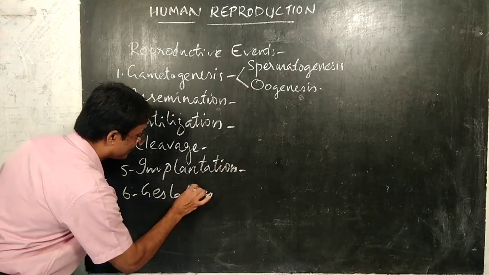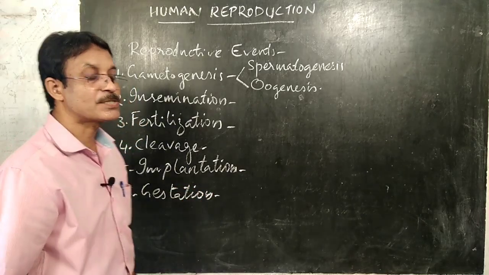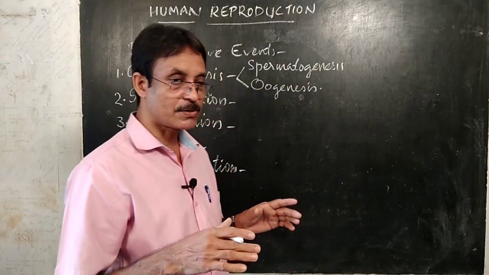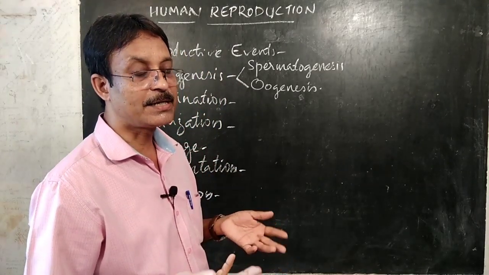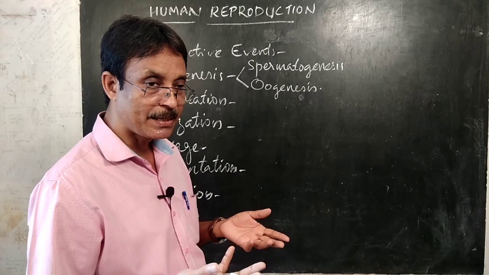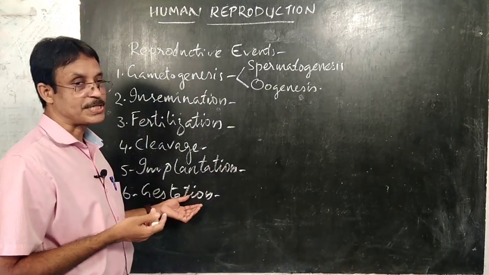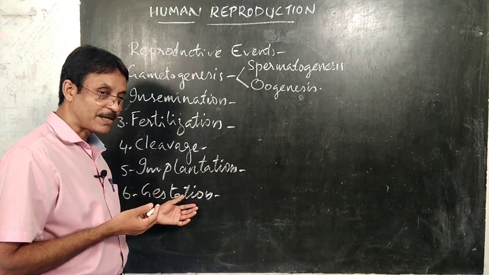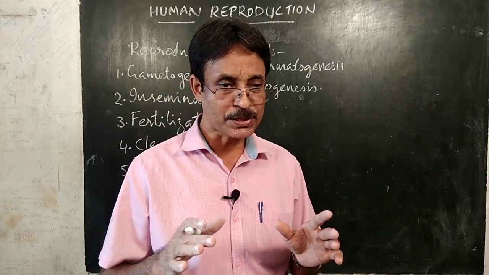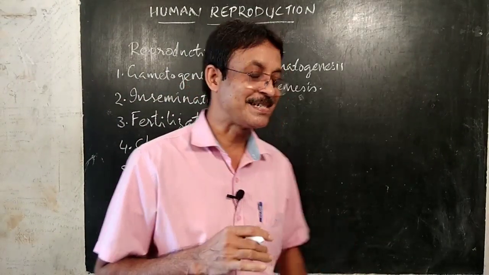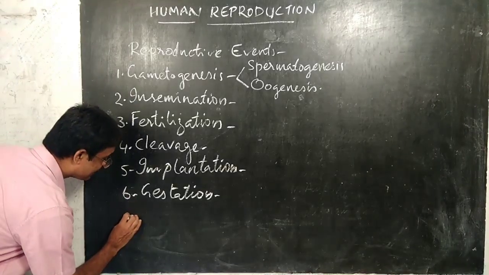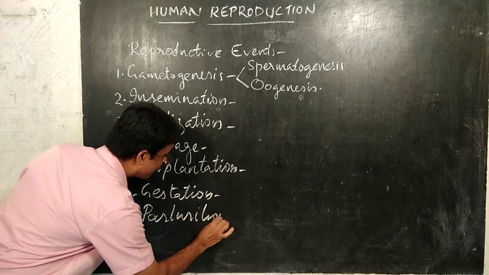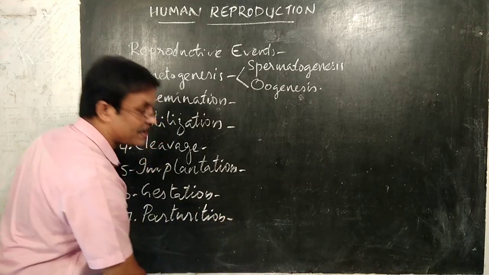What is the name? Gestation. And simply it is called pregnancy. That is, after implantation, that blastocyst is dividing continuously and transforming into a fetus or a baby, and this is called gestation. And after the gestation, what happened? The baby is fully developed. What happened? Yes, the delivery occurs, and that seventh process is parturition. Parturition, simply we can say delivery.